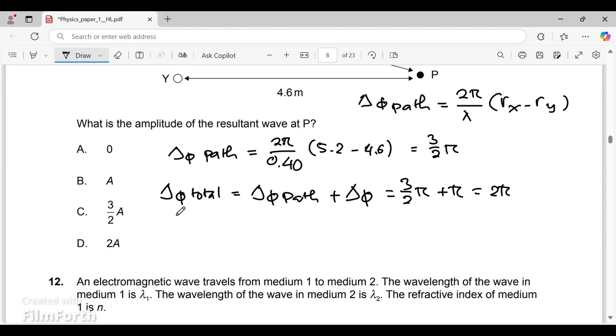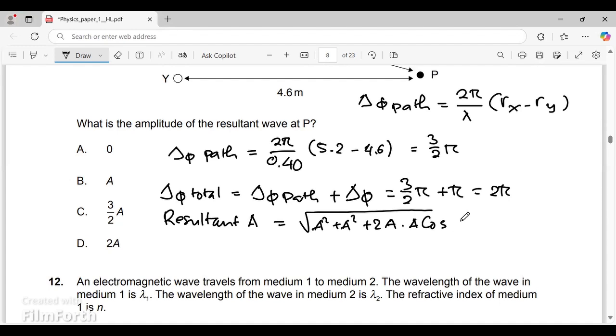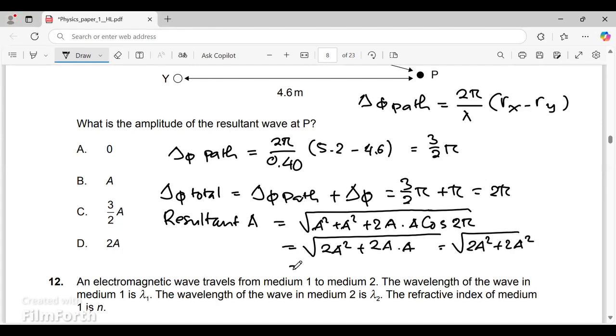So the resultant amplitude equals the square root of A squared plus A squared plus 2A times A cosine of delta phi total. Delta phi total is going to give the square root of 2A squared plus 2A squared, which becomes the square root of 4A squared, or 2A. This one, D.